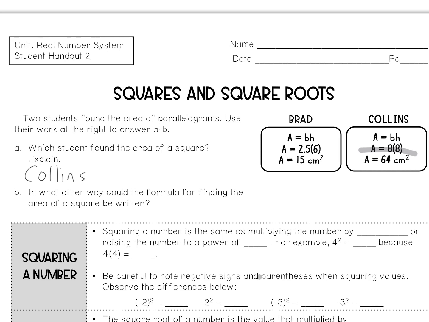Length times width times height? That would be volume. Length times width. Okay, length times width. Or we could write it as side squared. Okay, so we could say it's the same number times itself. So we'll look at what power is in just a second.